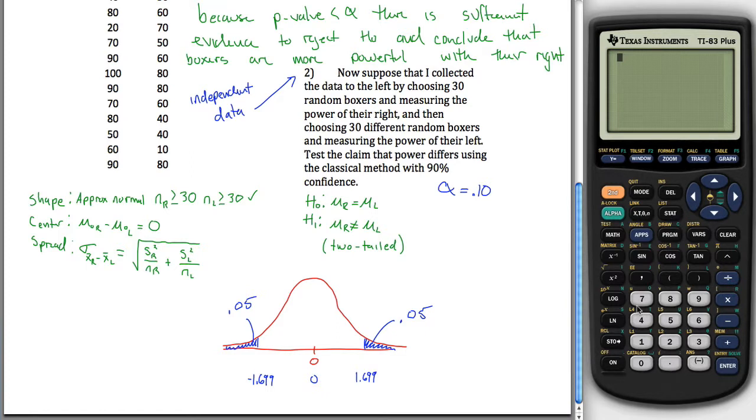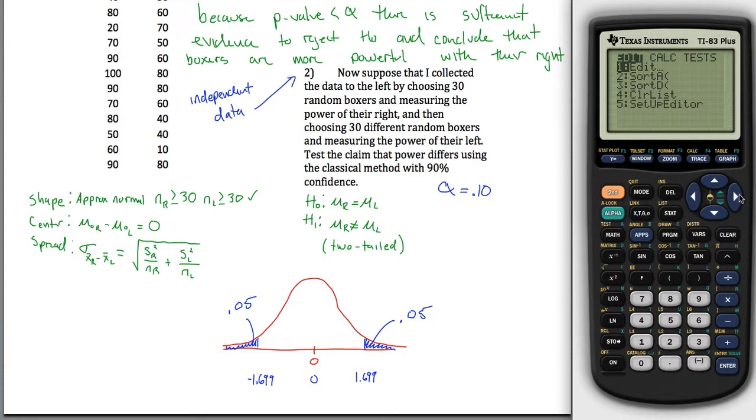I can go do my test. If I go over here, underneath stat, go over to tests. This time we're not going to do the one-sample t-test because we have two different samples. We don't know sigma. Nowhere in here does it say I know the standard deviation. Somehow I'd have to know the standard deviation of everybody's right hand power. So I don't have sigma. I have to use the two-sample t-test here, the fourth one.